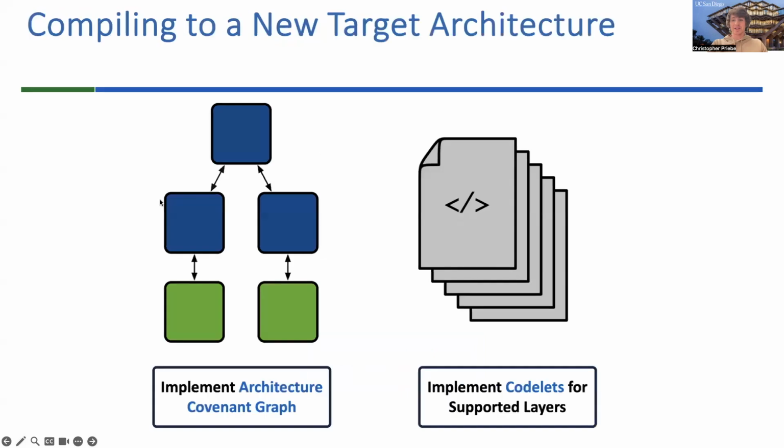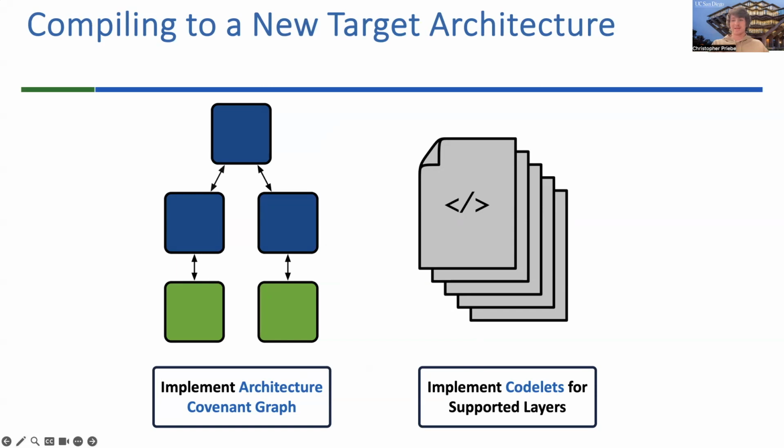Now, as for targeting a new target architecture, there are two primary steps that you will need to do. The first one is you'll need to implement an architecture covenant graph for your target architecture. This means that you'll need to define the topology of the architecture covenant graph, implement that in code, along with the attributes that I mentioned in one of the previous videos, like the compute capabilities for each compute node, the storage size, the bandwidth for the interconnects, etc.